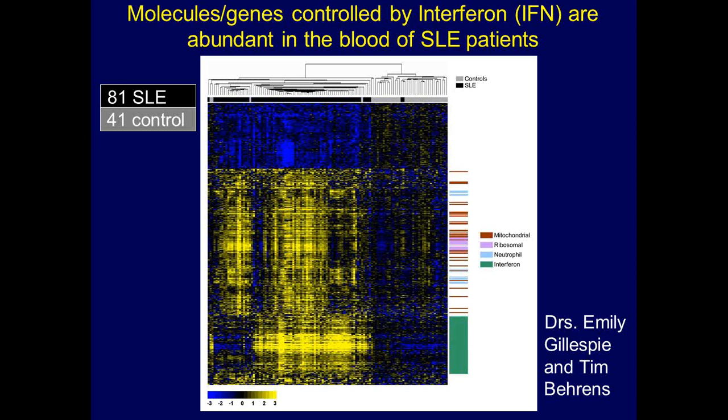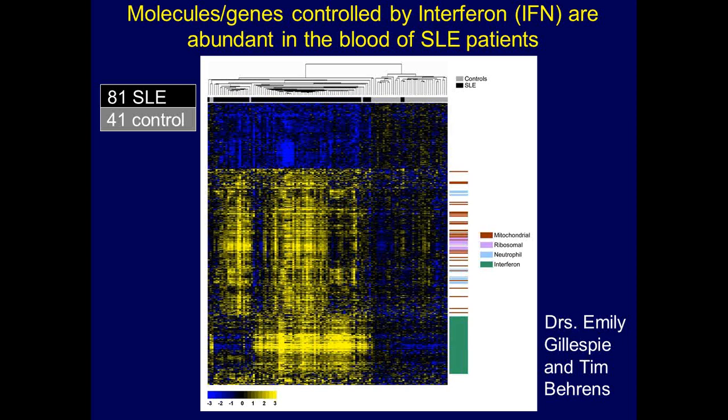All of those genes represent such genes that are known to be induced or triggered by the action of type 1 interferon in blood cells. And so this was some of the direct evidence or raw data that convinced us that interferon-driven genes are abundant in the blood of lupus patients, and it raised the hypothesis that type 1 interferon might be a major driver of disease activity in lupus.